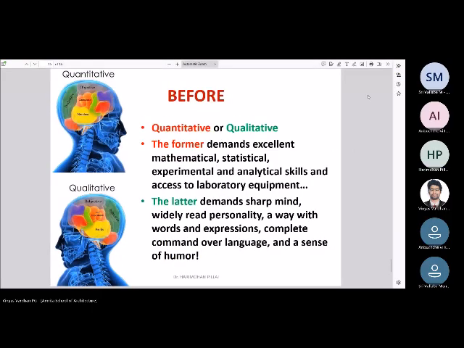So the quantitative people demand excellent mathematical and statistical skills, analytical skills, etc., and they have access to good laboratory equipment using which they work. But the qualitative people, they demand you should have a very sharp mind. You should be a widely read personality, with a way of expression and command over language. Most importantly, you should have a good sense of humor, because only sense of humor can pull you out of difficult situations. So this needs a lot of practice, a lot of getting up on the stage, talking to the audience, talking to people extempore.